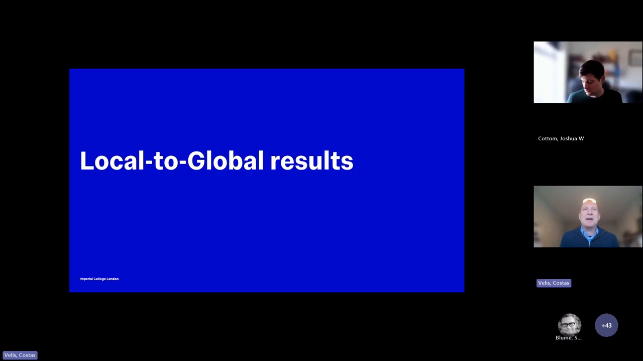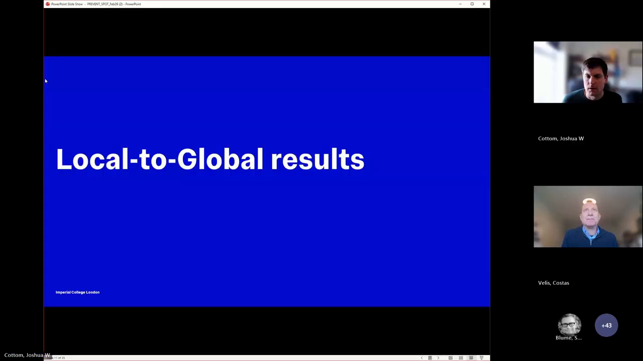I'm going to hand over now to Dr. Joss Cottom, who's going to drive us through first the results and then some interpretability of the SPOT model. Joss, over to you. Thank you, Costas. I'll just quickly share my screen. Okay, hopefully you can all see that okay.